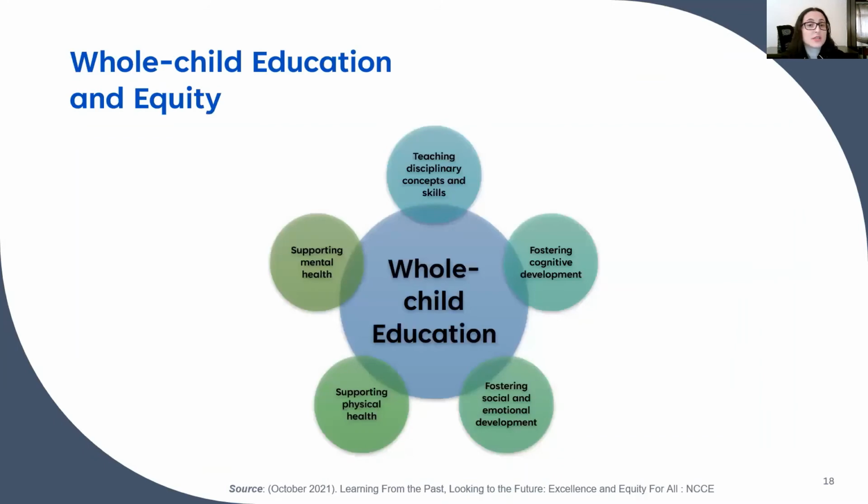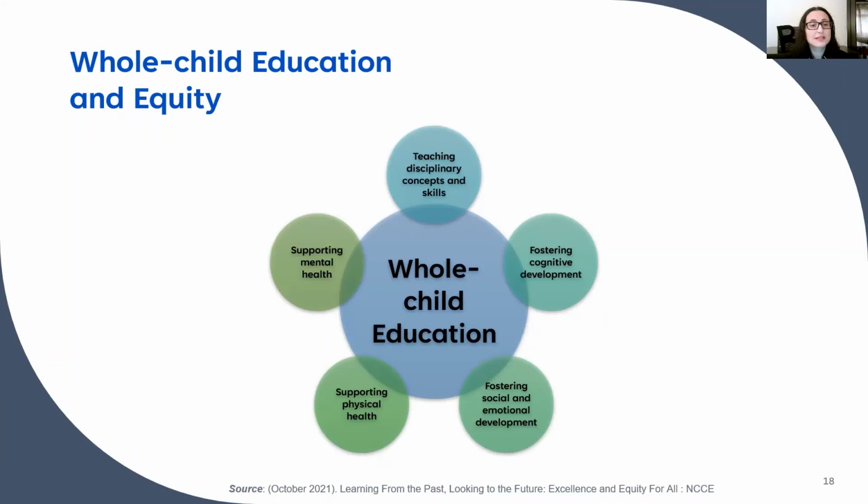About whole child education and equity, and here it's very important, and they noted in the report that neuroscience shows how important it is for whole child education when you are bringing together the teaching of disciplinary concepts and skills, fostering cognitive development, social emotional development, physical health, and mental health.